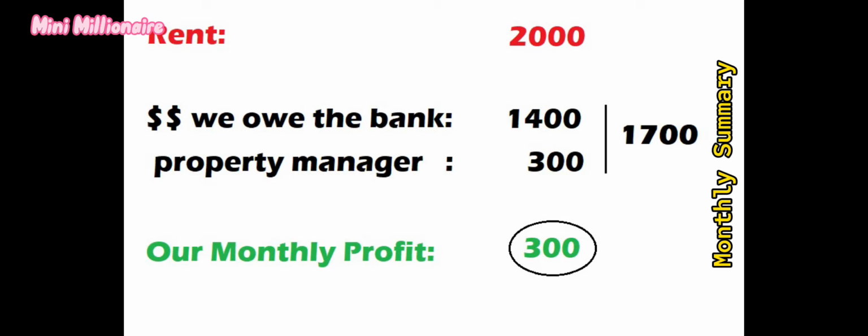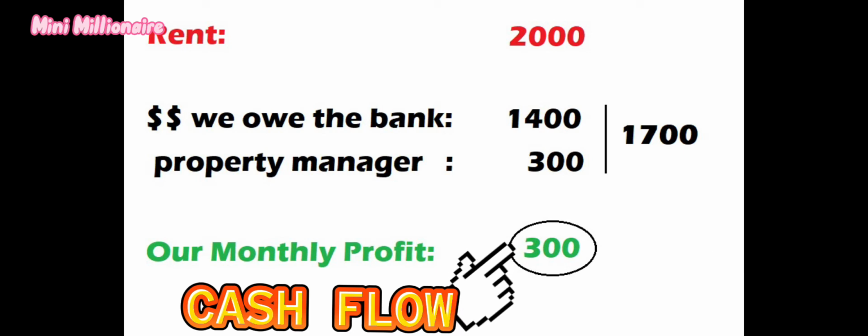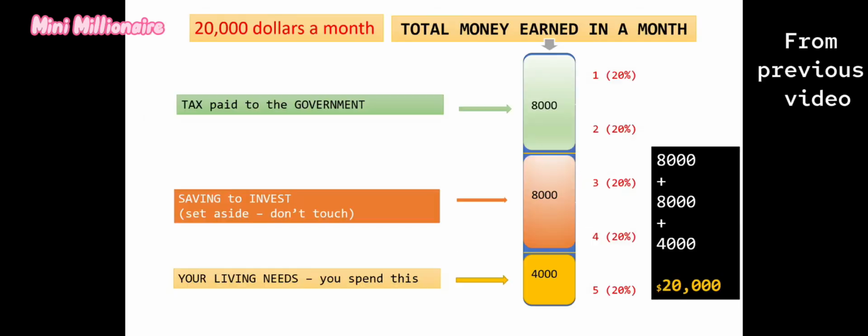We get a rent of $2,000. We owe the bank $1,400. We owe the property manager $300. That leaves us at a monthly profit of $300. This is our profit. In other words, this is our cash flow. This is the money that our investment in the rental home makes every month. So when you hear people say cash flow, this is what they're talking about. The remaining profit after we pay back the bank and take care of the expenses.